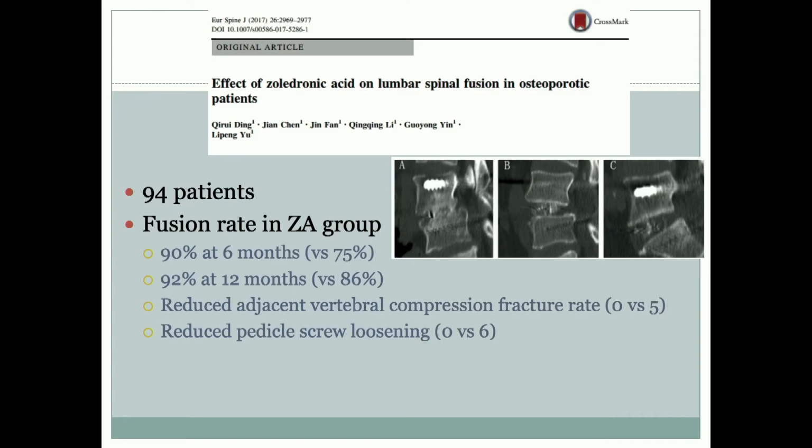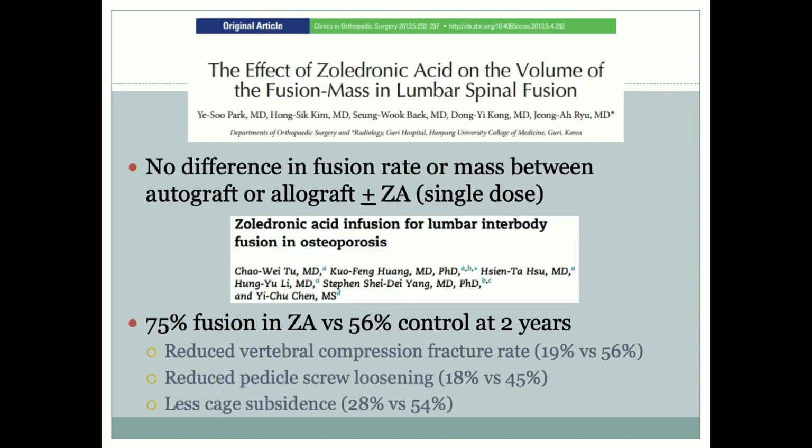These authors reported a higher fusion rate in the zoledronic acid-treated group, 90% at 6 months versus 75%, and 92% at 12 months. And they also reported a reduction in adjacent vertebral compression fractures, 0 versus 5, and reduced pedicle screw loosening, 0 versus 6. And these are some mixed studies.